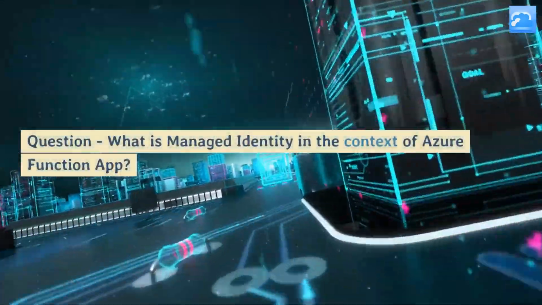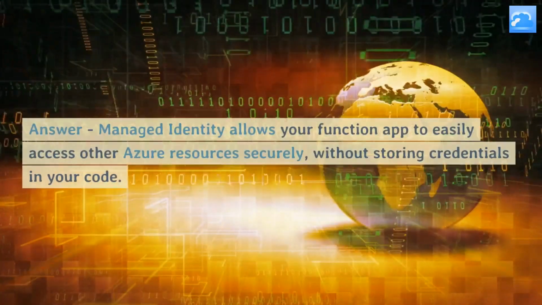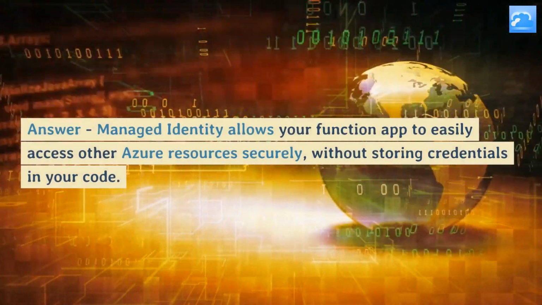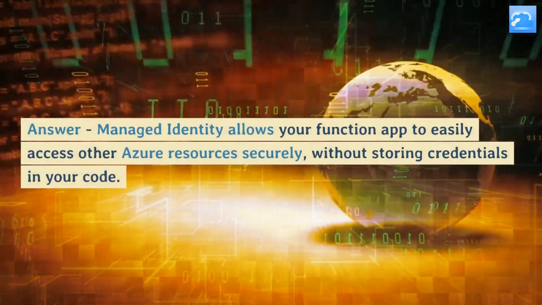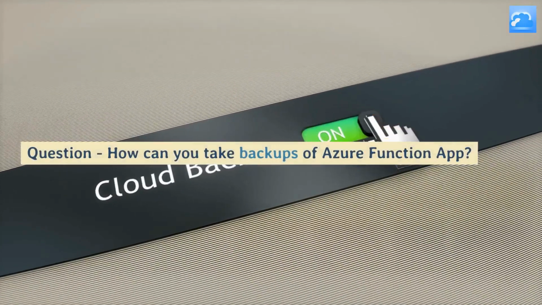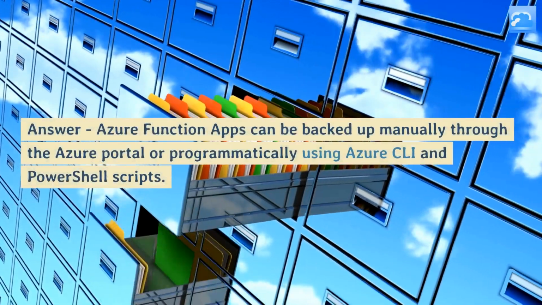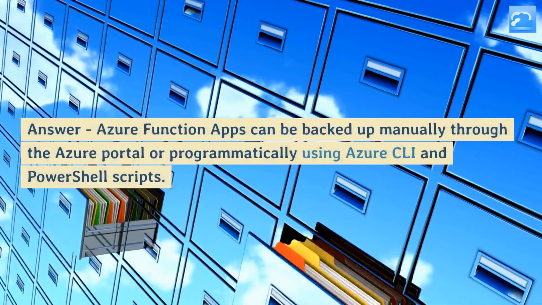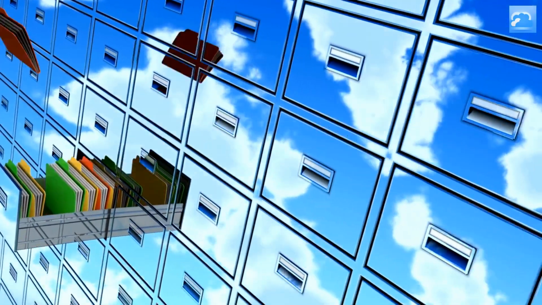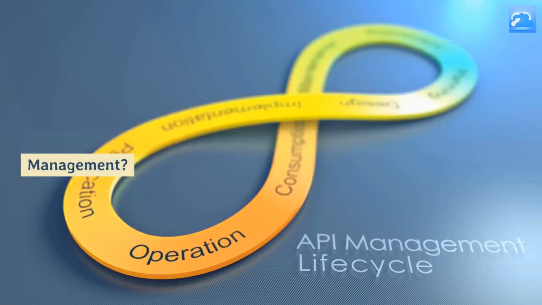Question: what is managed identity in the context of Azure Function App? Answer: managed identity allows your function app to easily access other Azure resources securely, without storing credentials in your code. Question: how can you take backups of Azure Function App? Answer: Azure Function Apps can be backed up manually through the Azure portal or programmatically using Azure CLI and PowerShell scripts. Question: how does Azure Function integrate with API management?